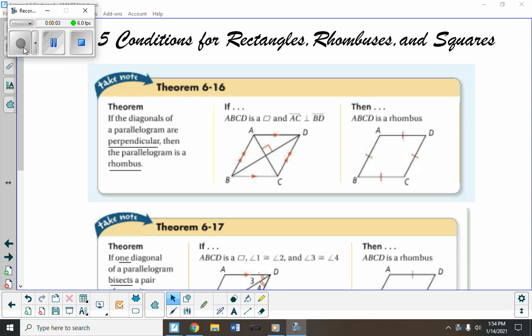Right, this is lesson 6.5, and in this lesson we're going to be talking about the conditions for rectangles, rhombuses, and squares. So the first theorem says if the diagonals of a parallelogram are perpendicular. So in other words, we're just starting with what we know as a parallelogram, and we see that the diagonals are perpendicular. Well, then we can classify that parallelogram as a rhombus. So if you have perpendicular diagonals, then you have a rhombus.